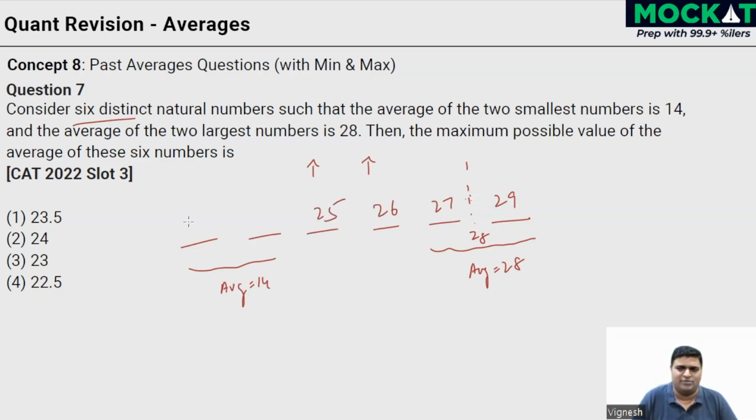Average is 14. I can put whatever I want. I can put 13 here, 15 here. Whichever way, it should add up to 28. Two terms, average is 14, total is 28. That's it. So total is 28 over here. Total over here is 51.